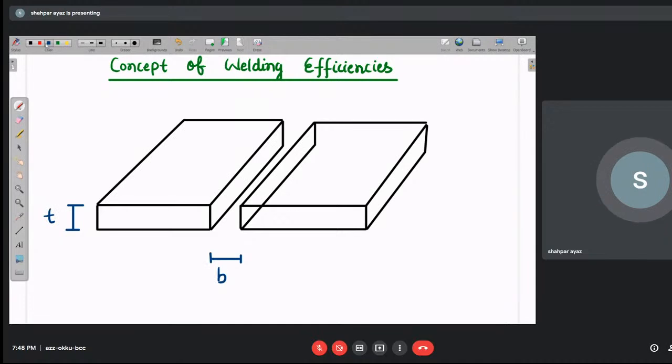And I'm using an electrode, guys. Suppose this is the electrode which is coming like this, and it is moving in this direction with F speed. F is the welding speed.